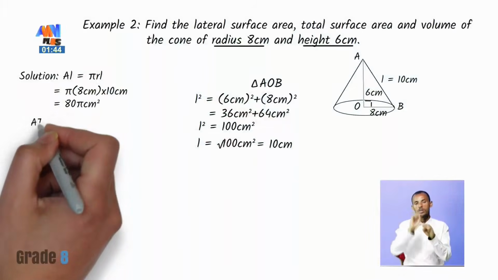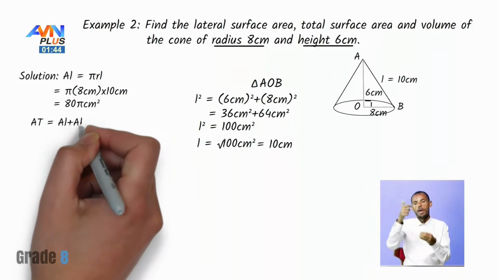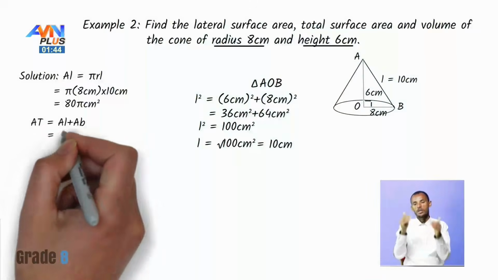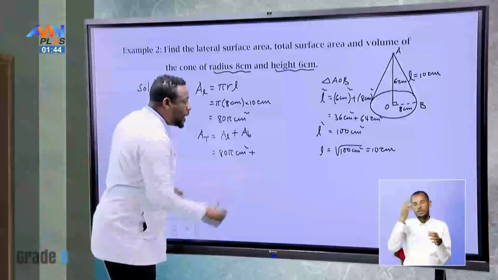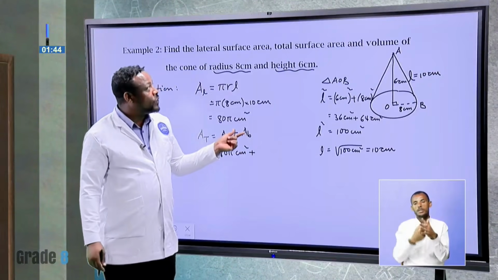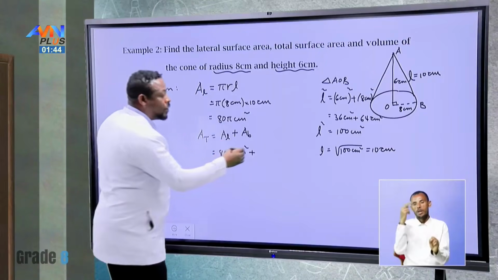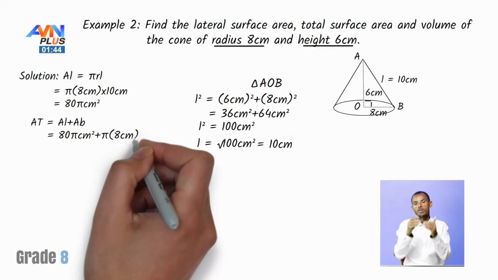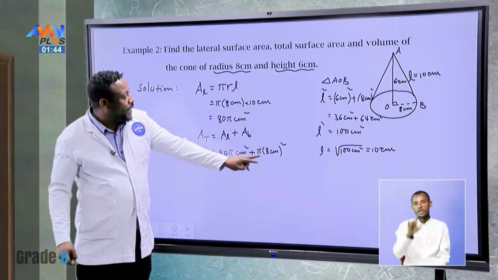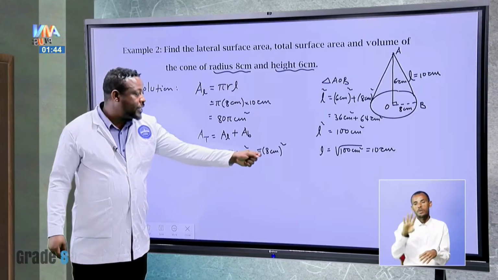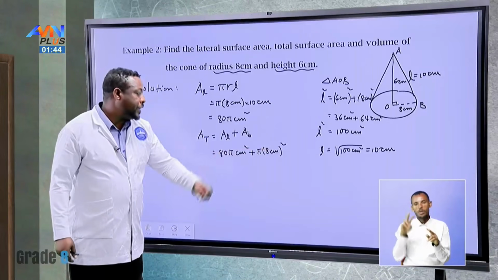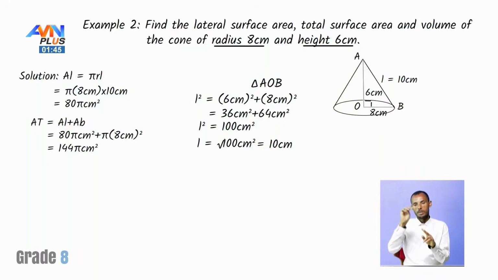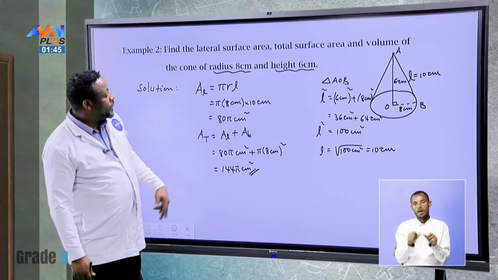So the total surface area is the sum of the lateral surface area plus the area of the base. Here, the lateral surface area is obtained, which is 80 pi centimeter square, plus the area of the base. Since the base of a cone is circular, you can use the formula of the area of a circle, which is pi r square, which is pi times 8 centimeter square. So 8 square is 64. We add 64 pi centimeter square with 80 pi. So its result becomes 144 pi centimeter square. This is the total surface area of the cone.